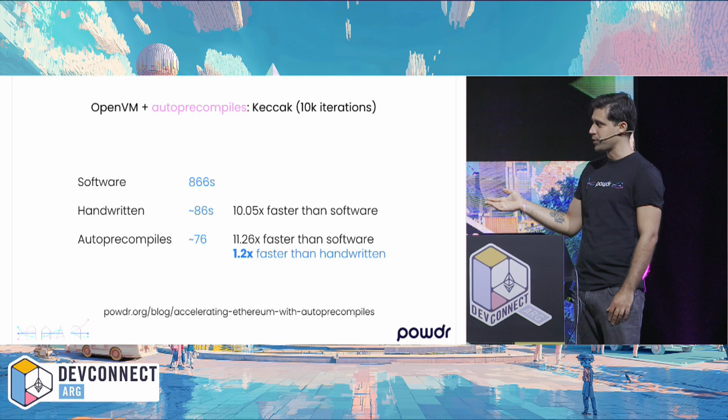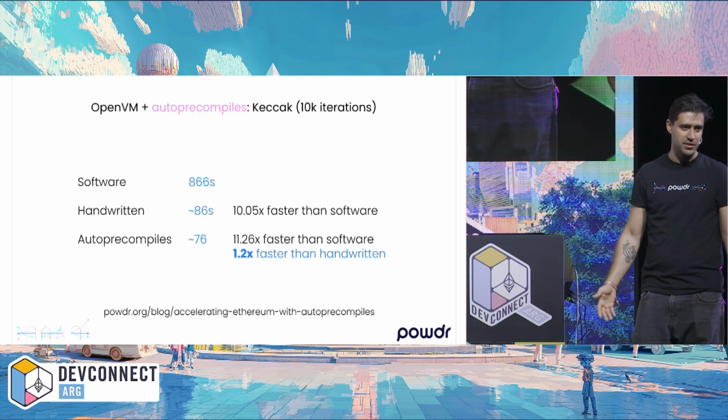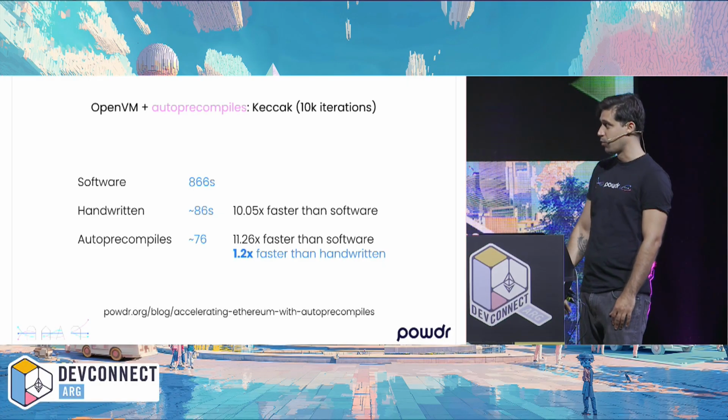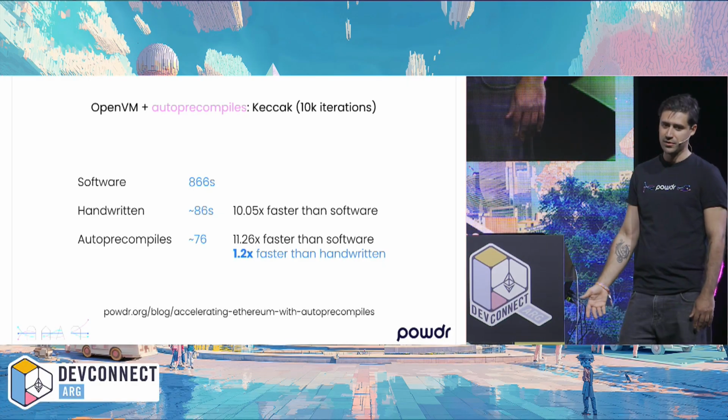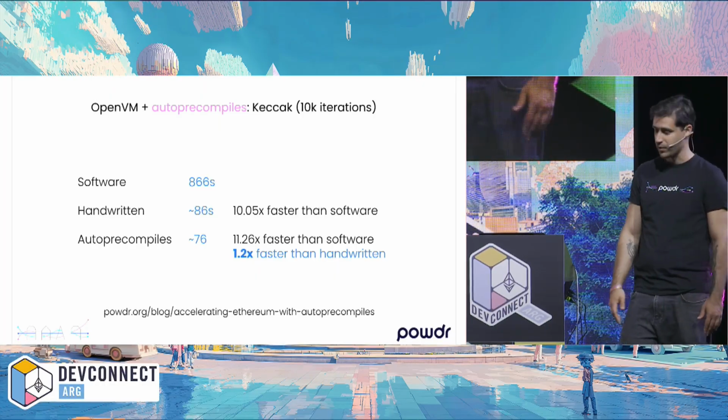If we use the handwritten precompile that comes with OpenVM, we get a 10x acceleration, which is obviously very, very good. But if we use autoprecompiles, we actually get even more acceleration, 11 times faster than the software version, and so 1.2 times faster than the handwritten precompile, actually.